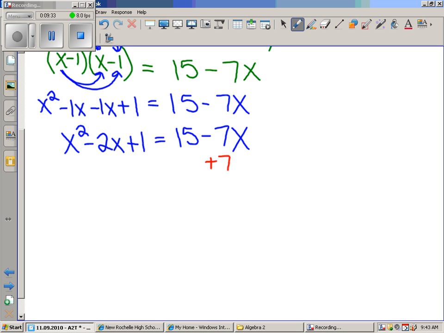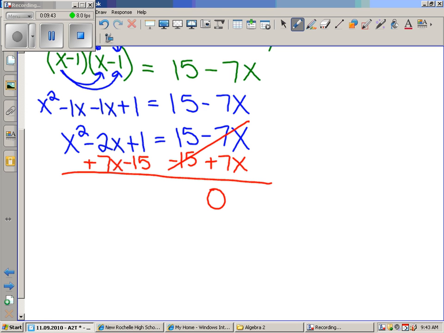So we're going to add 7x to each side. We're going to subtract 15 from each side. X squared plus 5x minus 14 equals 0. We've seen stuff like this before. It's like all of a sudden, all the math you ever learned is suddenly coming together. What do you do now? Yes! We're going to have to factor. I love factoring. It's my favorite thing.